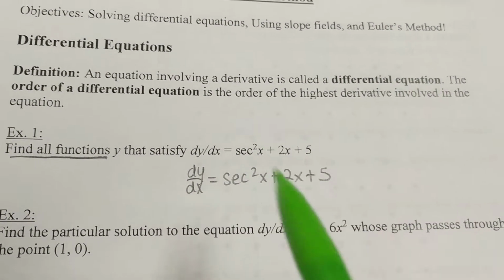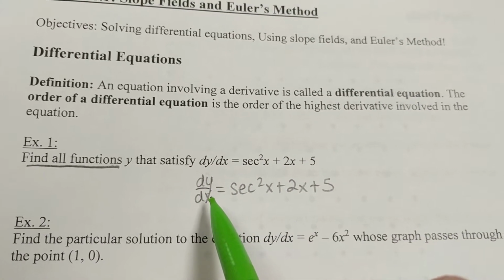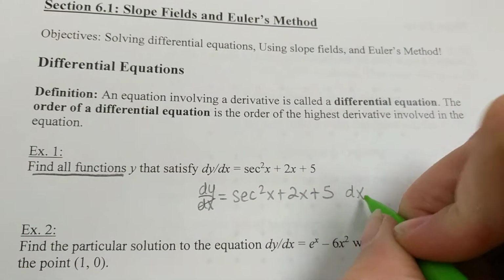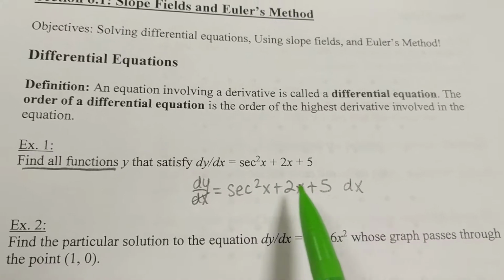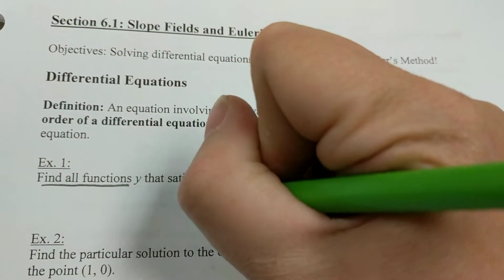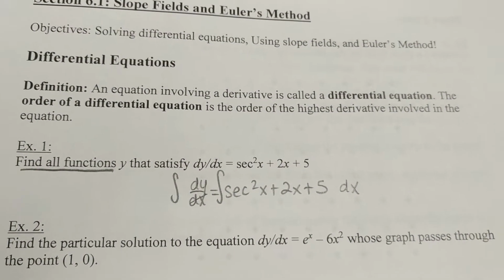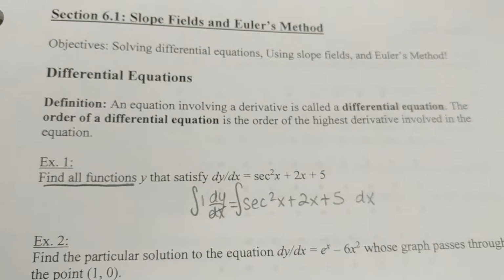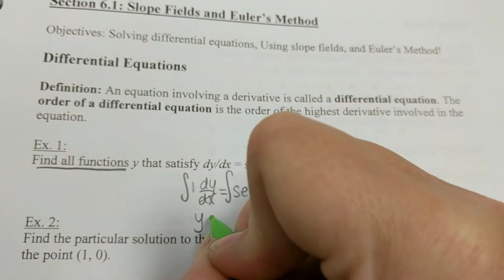So here's the cool thing. We can separate these differentials, if you remember that back from chapter 4. I can move this dx over. And so now it looks a lot like what we were seeing in chapter 5 with these integrals. So that's exactly what we're going to do: we're going to integrate both sides. Now over here all I have is 1 dy. So the antiderivative of 1 with respect to y is just y.